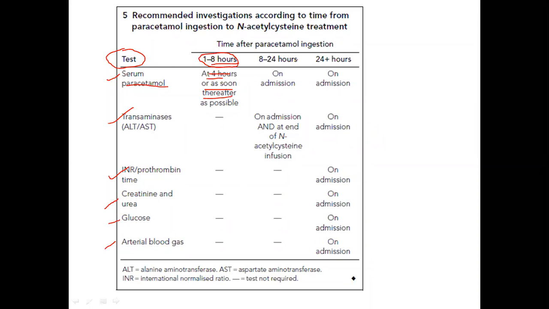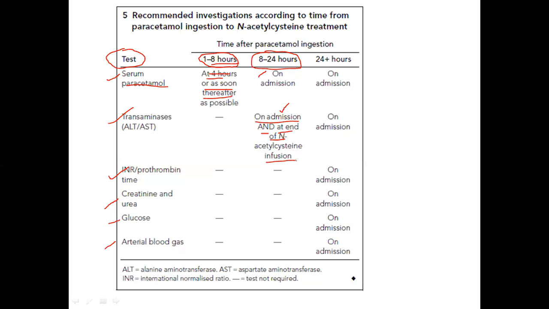No need to do other tests. And if the patient is coming between 8 to 24 hours, of course, you have to do the serum paracetamol level on admission. Start the NAC immediately and check the serum paracetamol on admission, and ALT, AST on admission. That is 8 to 24 hours. And also you have to do the liver function test on admission, once the patient is admitted, and also at the end of N-acetyl cysteine infusion.